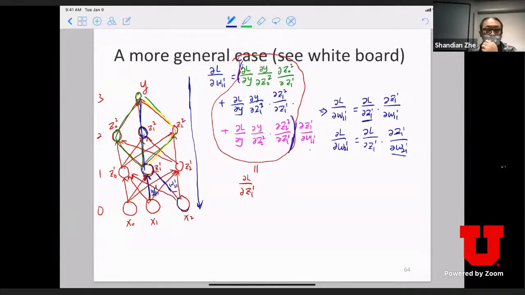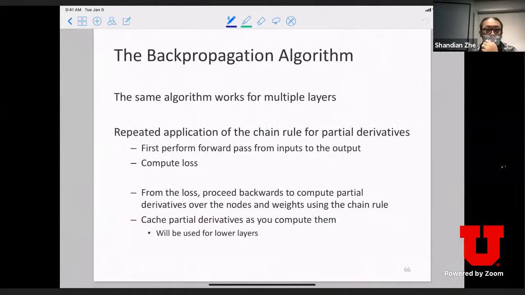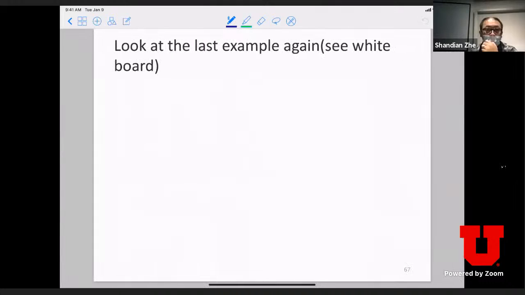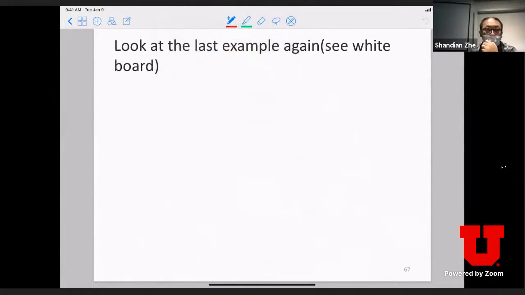Okay, so now I want to use this example again to show how we are going to use backpropagation to efficiently compute the partial derivative of the loss with respect to every edge weight. Yeah, so let me draw the figure again.